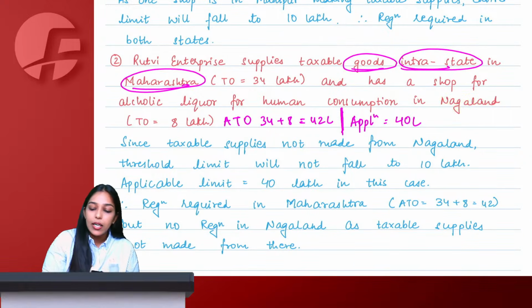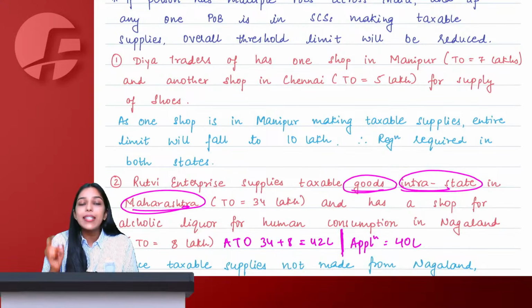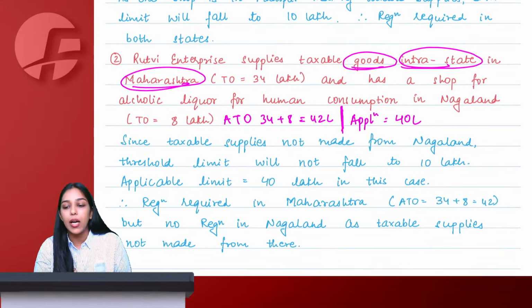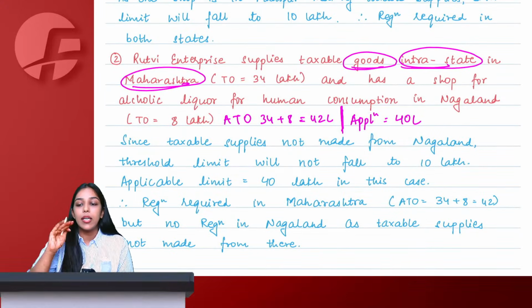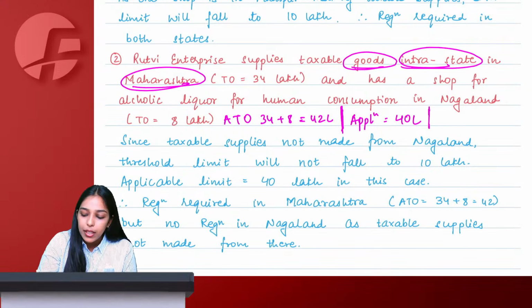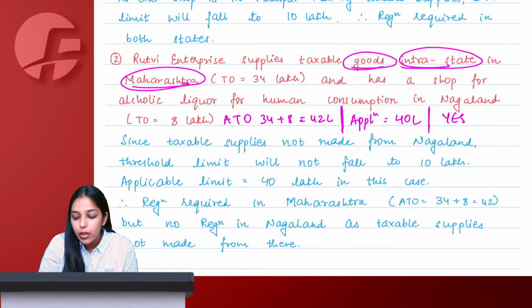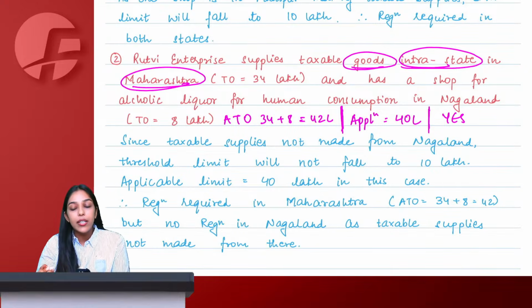So in the above example, we did taxable supply from a special category state. Therefore, limit fell down to 10. But here I am not making taxable supply from Nagaland. Therefore, limit will not come to 10. Then according to other states, the limit applicable is 40. So will I be required to take registration? Yes, because 42 is greater than 40. I will have to take registration.